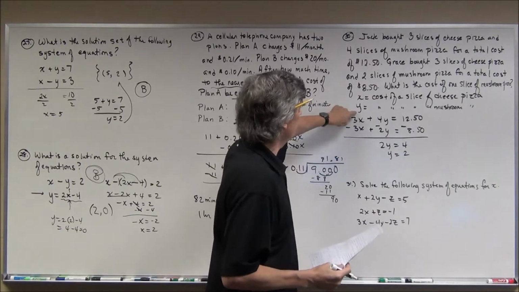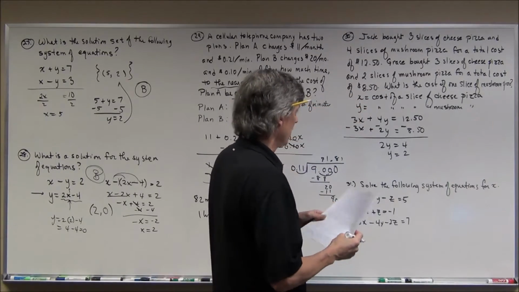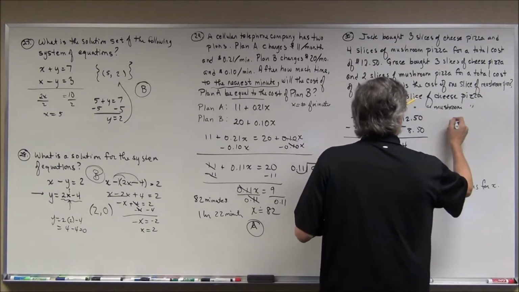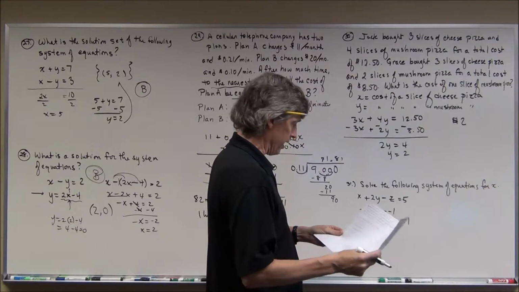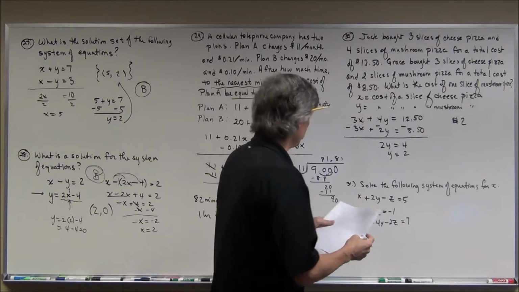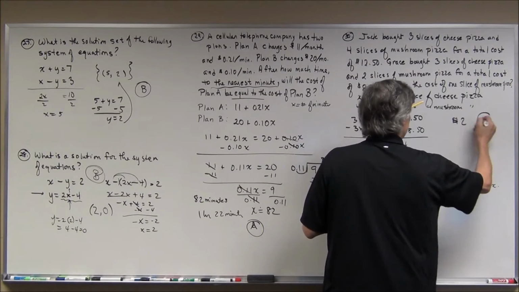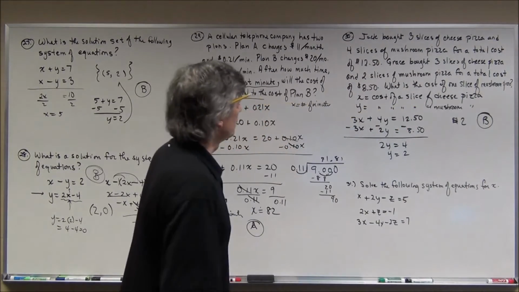And y is what I want because it says what's the cost of 1 slice of mushroom pizza. So that would cost $2 for 1 slice of mushroom pizza, and hopefully that's a choice. It is. It's answer B. Oh, that was a nifty little problem.